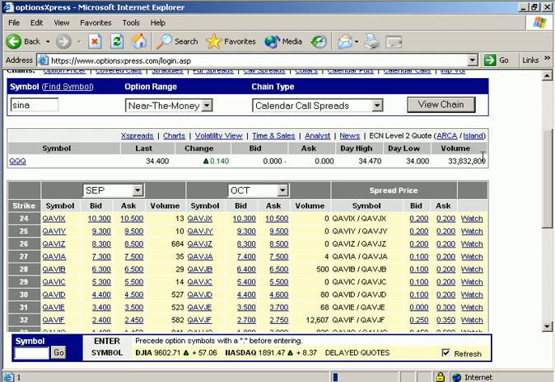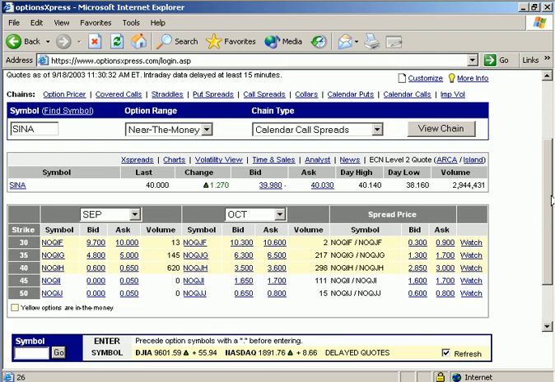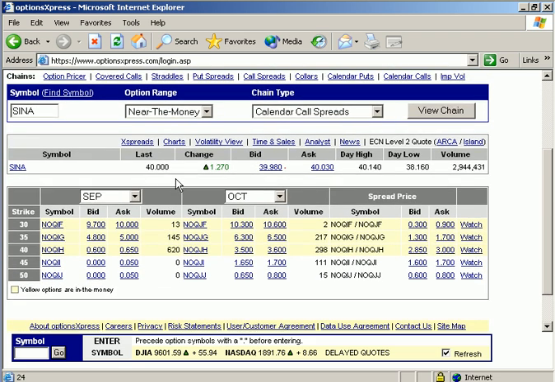If you're going to do a calendar spread on that particular stock, it's going to give it to you right there together. And I'm going to show you how to simply do this calendar spread. Okay, the price of the stock, first of all, is $40 per share.